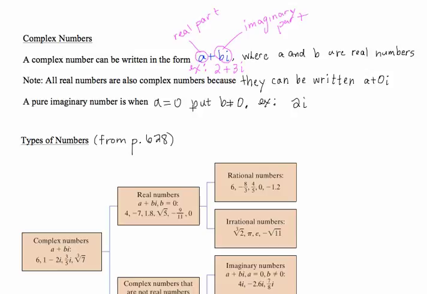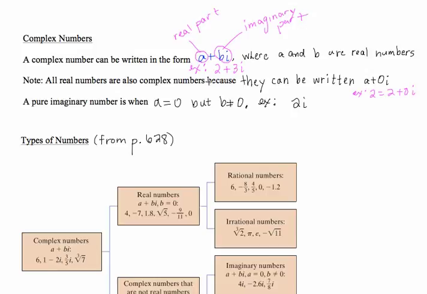Now, here's just a special note. All real numbers technically are also complex numbers because they can be written a plus 0i. So the number, for example, 2 could be written 2 plus 0i. So because it can be written in this form, it is in fact a complex number, although it does not have an imaginary part. So all real numbers are complex numbers.